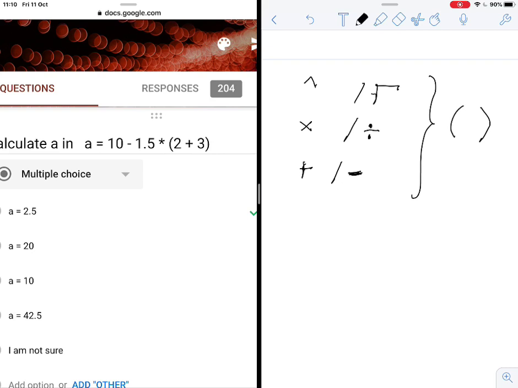where things belong together. So here in this example, a equals 10 minus 1.5 times (2 plus 3). You basically have the first two levels here. And the way you need to read that is: calculate 2 plus 3, because there is a bracket. Calculate this first. The bracket has priority. So 2 plus 3, obviously, that is 5.